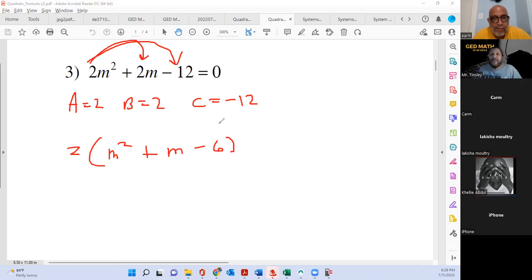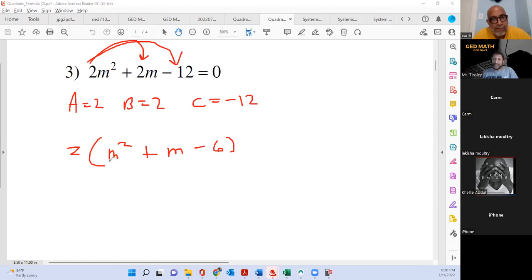Well, let me check it. Let me make sure I'm right by using the distributive property. 2 times m squared is what? 2m squared. 2 times m is what? 2m. And then 2 times minus 6 is what? Negative 12. So look what I just did. I just checked to make sure I pulled out a 2.